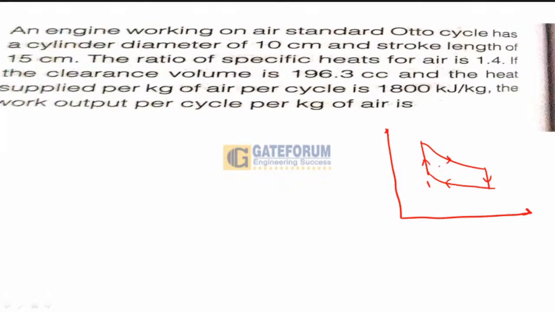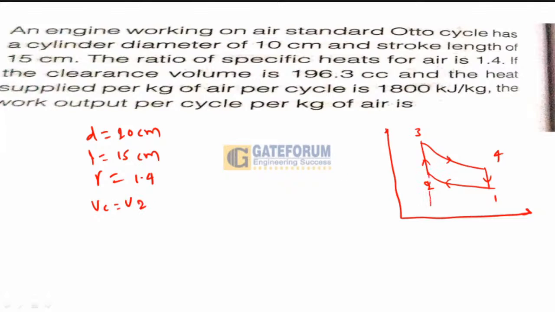So this point is 1. Just assume this one is 2, 1, 3 and 4. An engine working on air cycle has a cylinder diameter, that means cylinder diameter is given. So D is given 10 centimeter. And a stroke length L is given, 15 centimeter. The ratio of specific heats of air, that means in this question gamma is given 1.4.